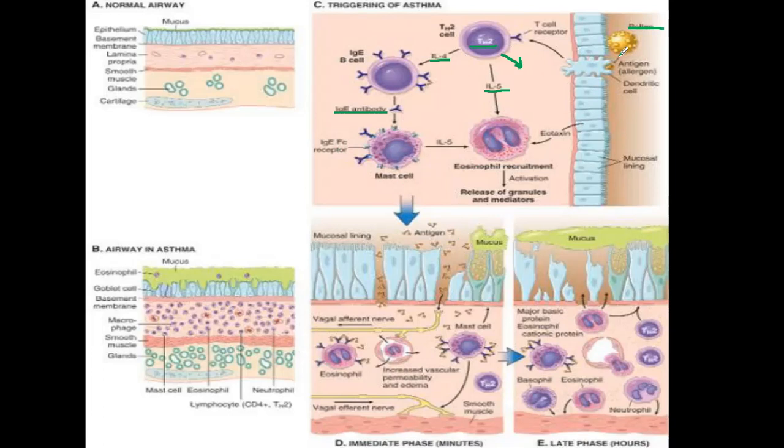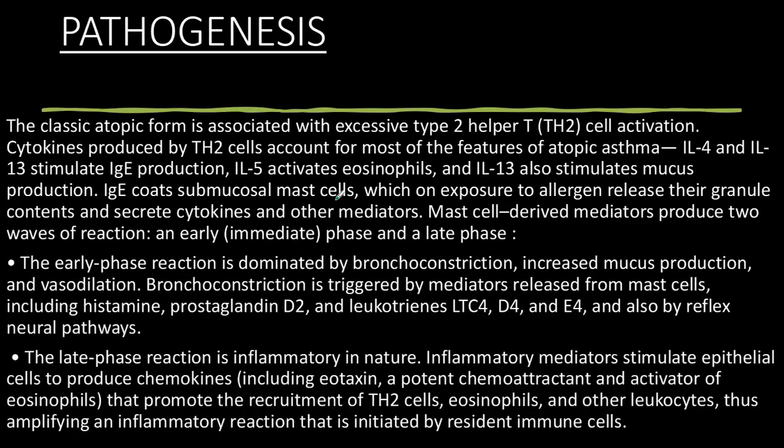When the patient is first exposed to the allergen, they will not present the classical signs and symptoms of asthma. But upon re-exposure, there will be cross-linking of the immunoglobulin E, causing degranulation of the mast cells. And this degranulation of the mast cells will lead to the early phase, which is later followed by the late phase. So let's go back. There we are. Now, this is what I've been summarizing.